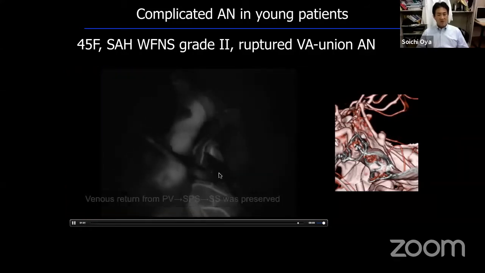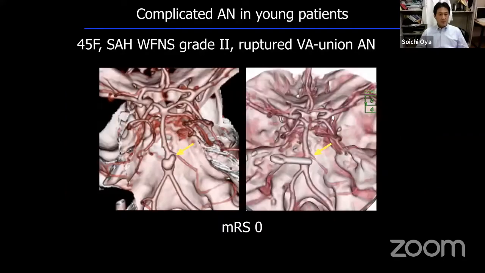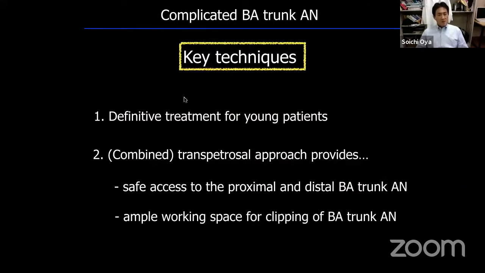Now I'm confirming the venous return is preserved like this. So the aneurysm was gone. For these types of complicated vascular trunk aneurysms, I think clipping can be a definitive treatment, especially for young patients. And the combined transpetrosal approach provides safe access to the proximal or distal vertebrobasilar trunk aneurysm, which is one of the basics of aneurysm surgery. And it also provides ample working space, even for the location around the vascular trunk.